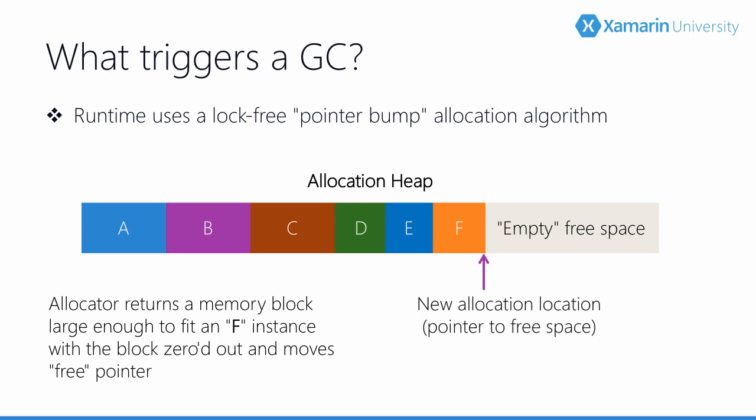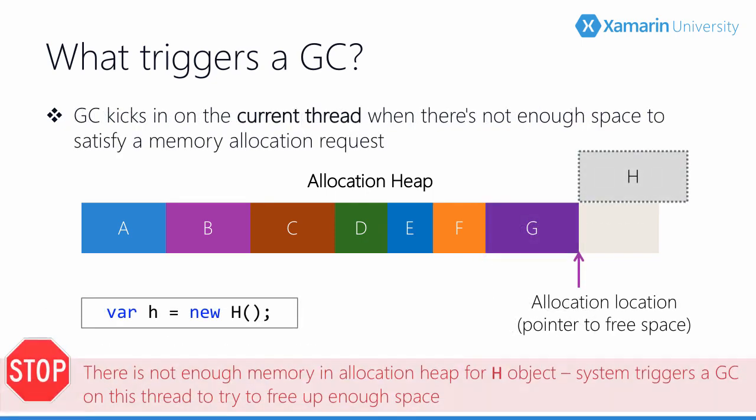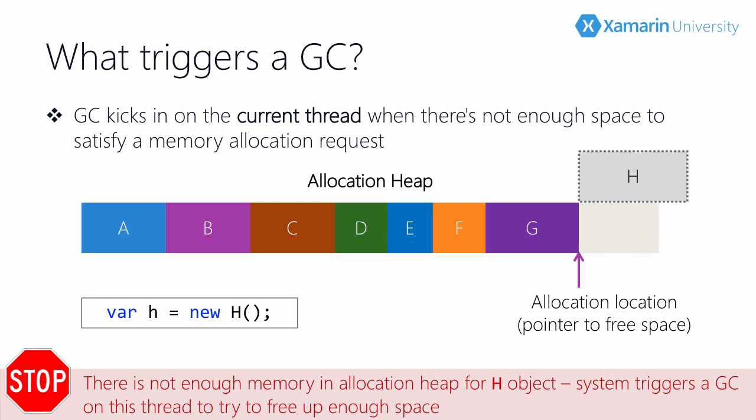Your application will sit there and continue running until we attempt to allocate an object that's too large for the free space that we have available. So in this particular case, we're attempting to allocate an object H, but we don't have enough space in our free heap to be able to actually hold that object. This is the point at which a garbage collection will kick in, and it happens on the current thread. Whatever the thread is that's allocating the memory, that's the thread that's going to be used, or hijacked, by the GC system to actually do its work.